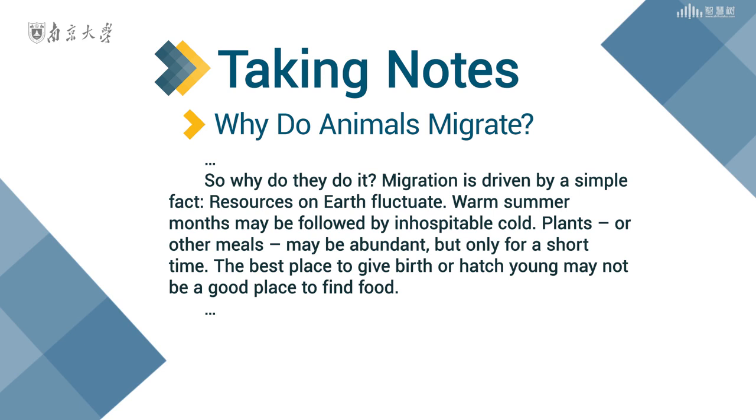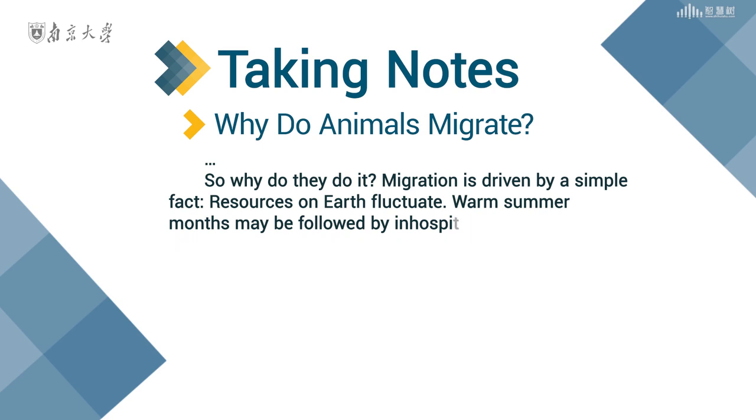Migration is driven by a simple fact. Resources on Earth fluctuate. Warm summer months may be followed by inhospitable cold. Plants or other meals may be abundant, but only for a short time. The best place to give birth or hatch young may not be a good place to find food.